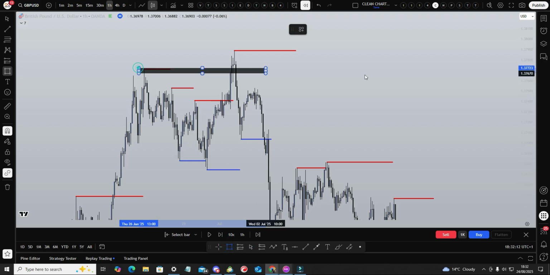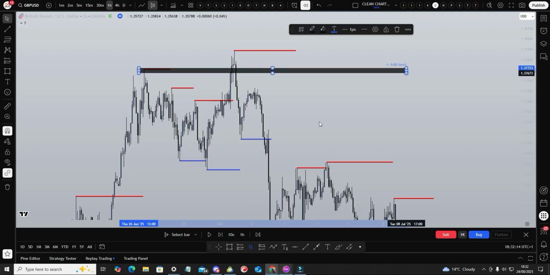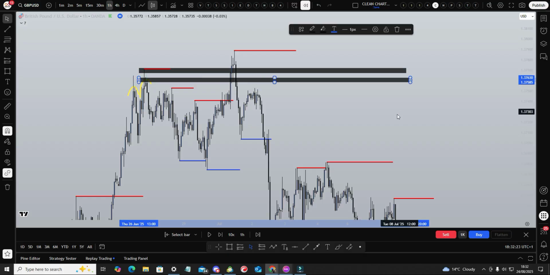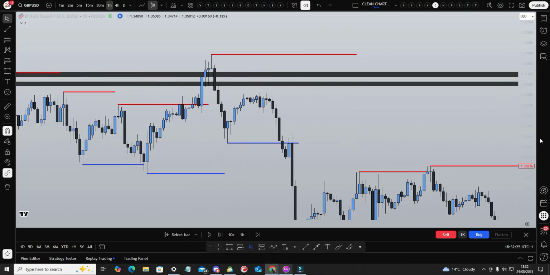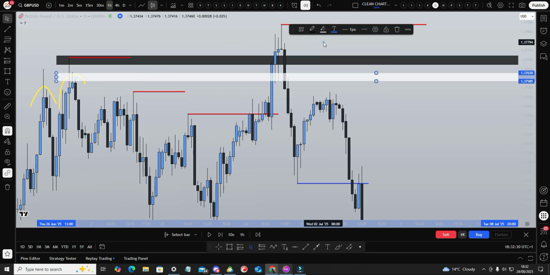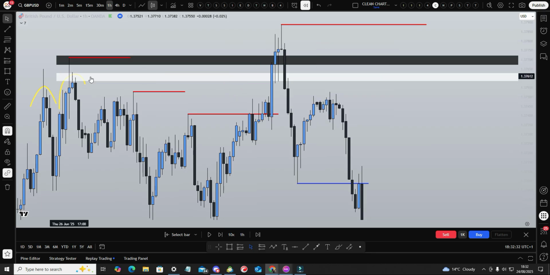This is not how I would draw my zones. I normally like to draw my zone so that at least I'm getting some kind of reaction from it. Let's change the color of this so you can see better. Look at this: breakthrough, retest, rejection, whatever you want to call it. Price heads up, breaks through, retests that same area. Does that make sense?